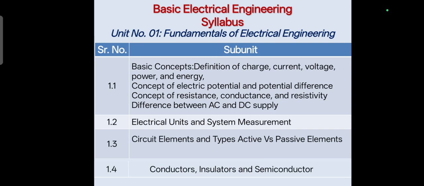So in the last lecture we discussed that we have started the fundamentals of electrical engineering. In that we covered the basic concepts, that is, the definition of charge, current, voltage, power, energy. Then what is electric potential, potential difference, what is resistance, conductance and resistivity. So now in this lecture we are going to discuss our second point under the fundamentals of electrical engineering, that is electrical units and system of measurement.